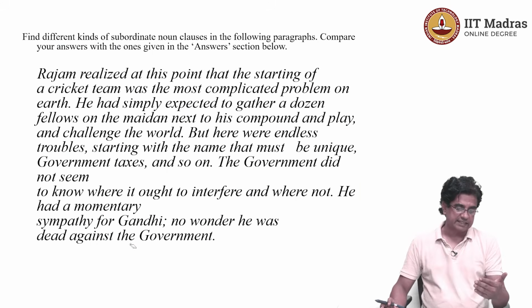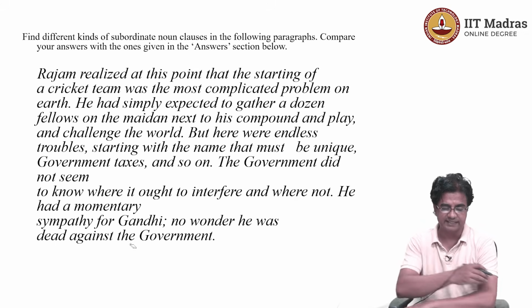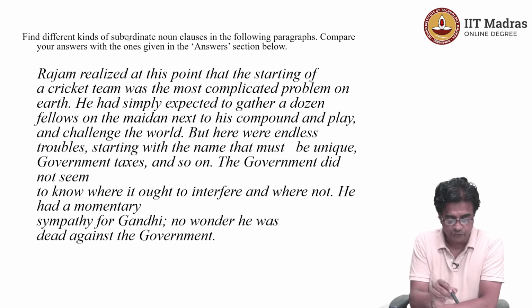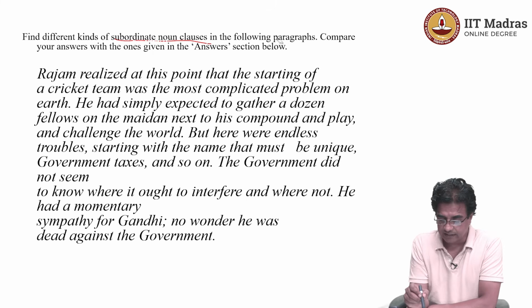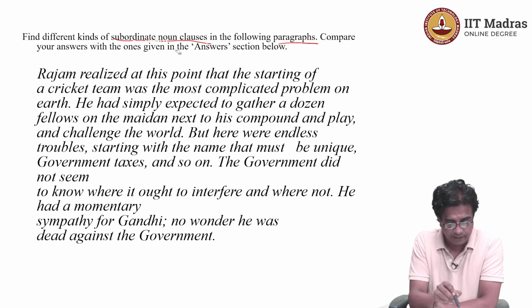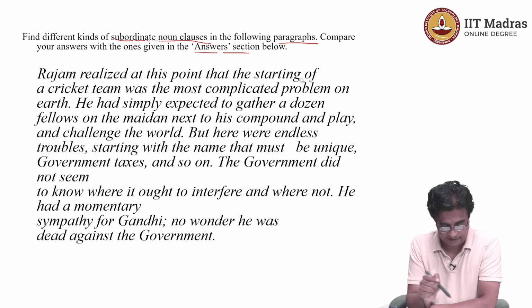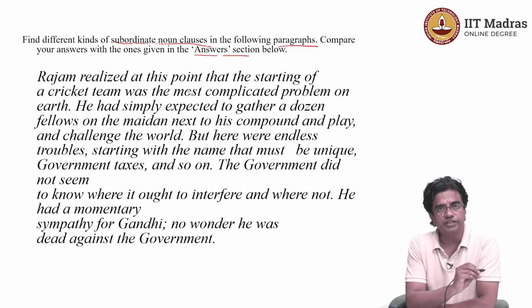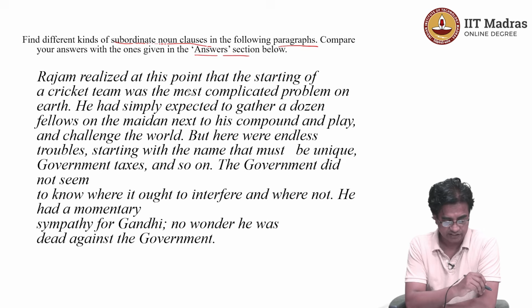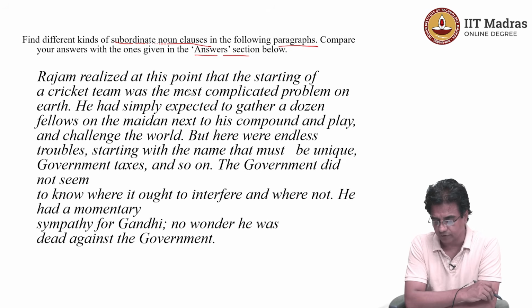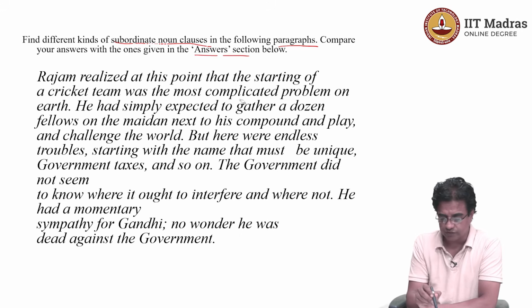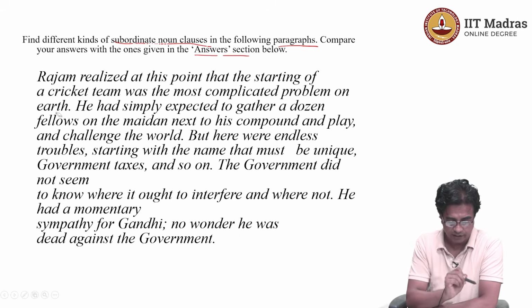So, take this paragraph as a test set for yourself. You can find different kinds of subordinate noun clauses here in this paragraph and you can compare your answers in the session. I am going to read this for you slowly. You pause again, read and then find the clauses in it. Rajan realized at this point that the starting of a cricket team was the most complicated problem on earth.